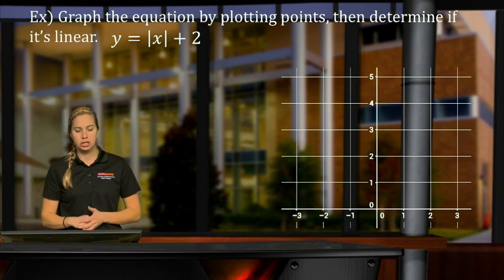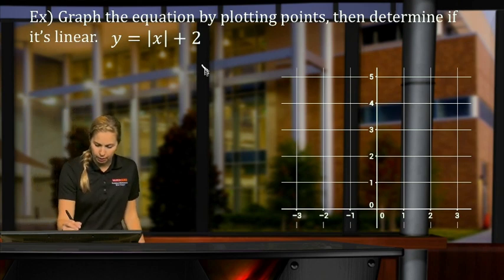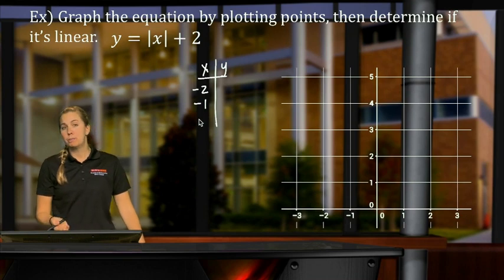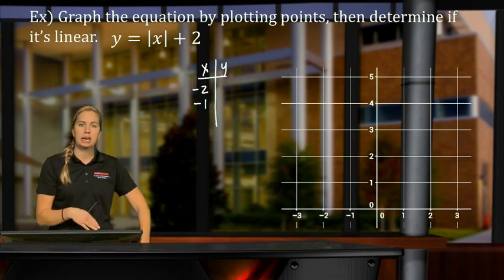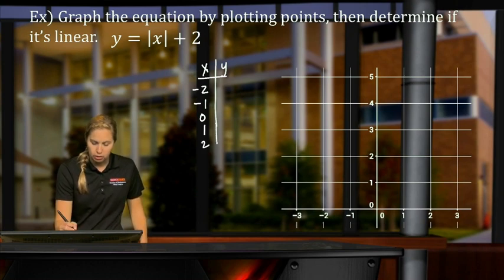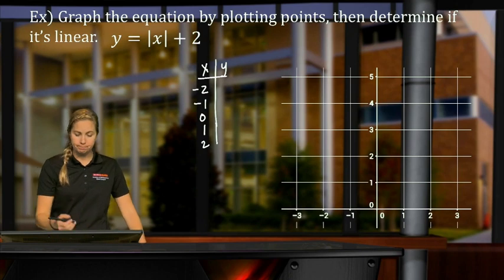Let's try another equation. Y equals the absolute value of x plus 2. Again, we'll make our table of values, and we'll just pick those default x values. If you choose to pick other values, that's fine, but you may not get as good of a picture. You might even find that you have to pick different x values in order to get a good picture. But for right now, we'll just stick with these 5.